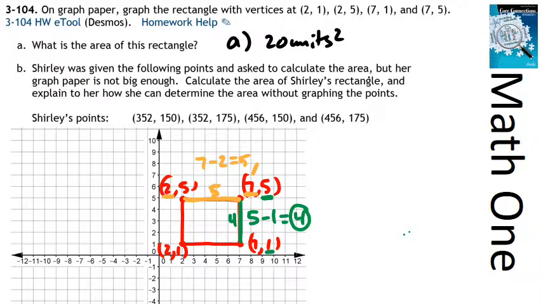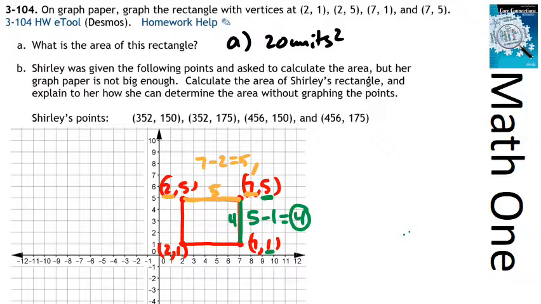But now let's jump to B. Shirley is given the following points and asked to calculate the area, but her graph paper and mine either are not big enough, right? This is strictly too large. So calculate the area of Shirley's rectangle and explain to her how she can determine the area without actually graphing all these points. Well, what I'm going to do is try to do a crude sketch of roughly where these points are.